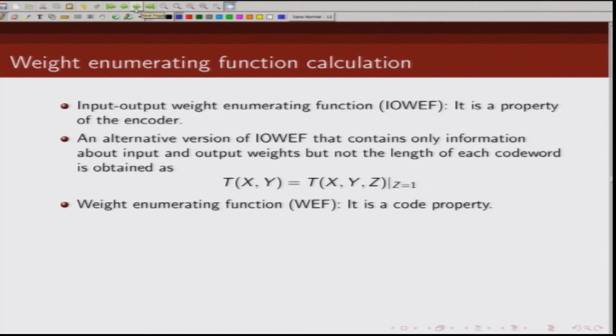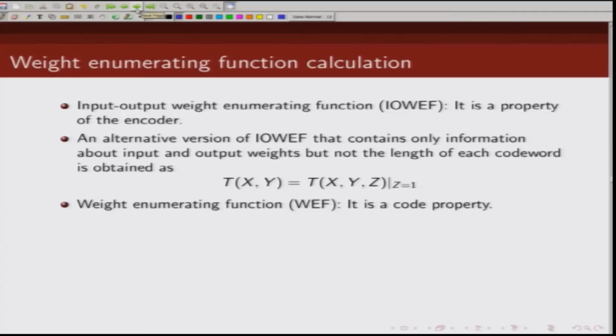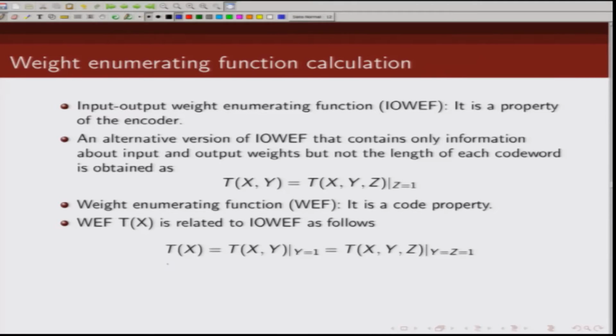And what is the weight enumerating function? The weight enumerating function will only tell us the overall code word weight, and this is a property of the convolutional code. So, the weight enumerating function is related to the input output weight enumerating function in this particular way. If we put z and y as 1 in the input output weight enumerating function, we will get back our weight enumerating function.